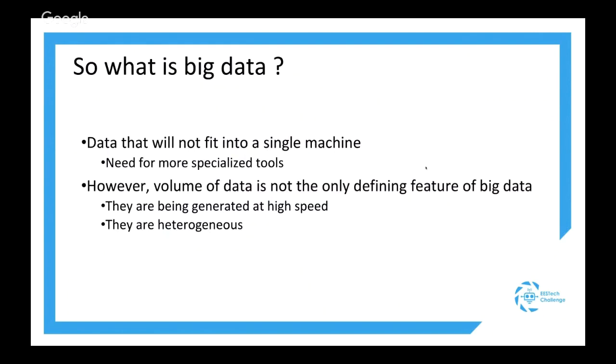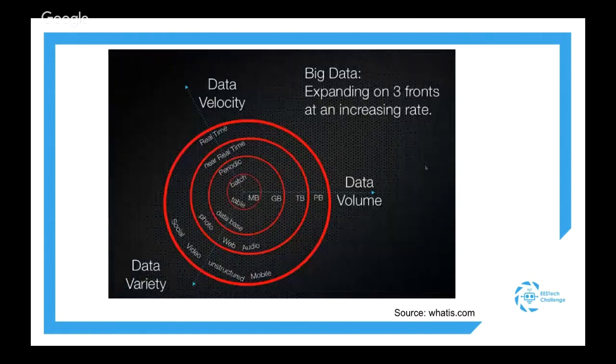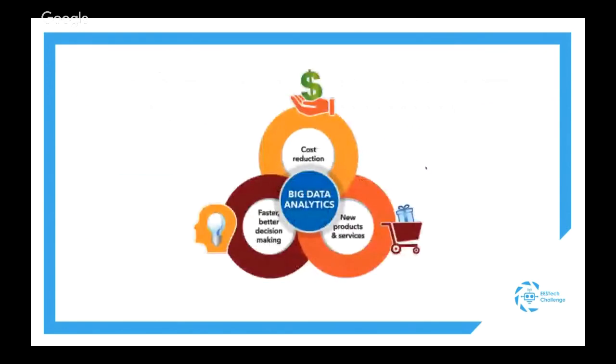So what is big data, right? Sorry, I skipped the slide, so it's out of order. Sorry about that. Essentially, why do we care about big data is because there are 3 major things that big data can accomplish for an organization. And this has to do with cost reduction, decision making, and new products and services.